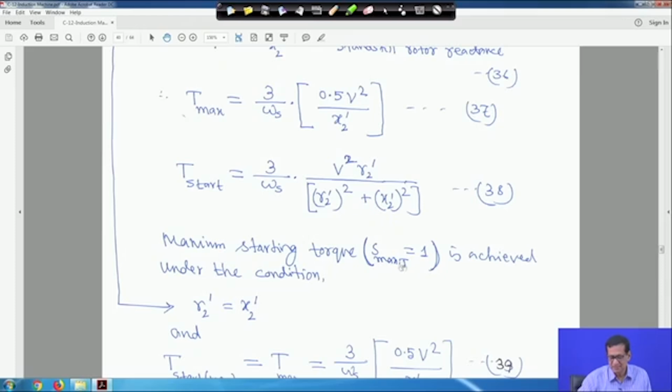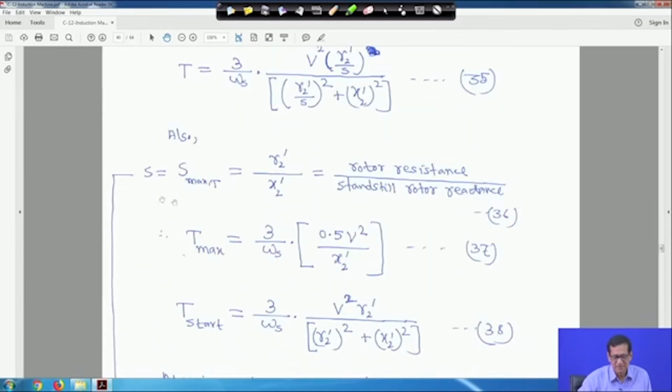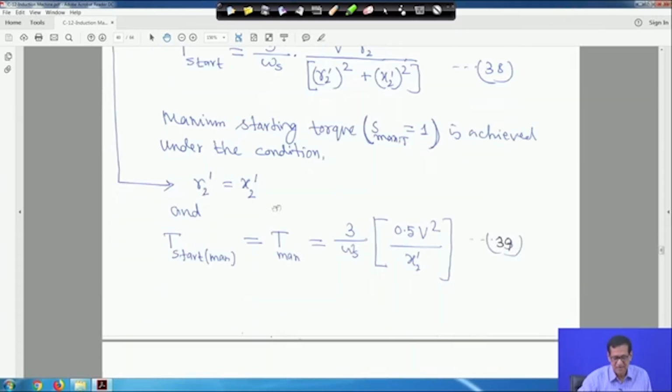Maximum starting torque, with S max T equal to 1, is achieved under the condition R2' equal to X2'. If you assume S equal to 1 at starting, then R2' is equal to X2'. And T starting maximum, if you put in that expression, T max will be 3 upon omega s into 0.5 V square upon X2'. These are simple things, just put one upon another and you will get this expression.